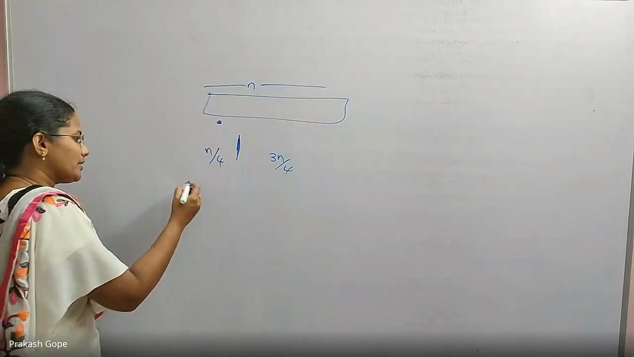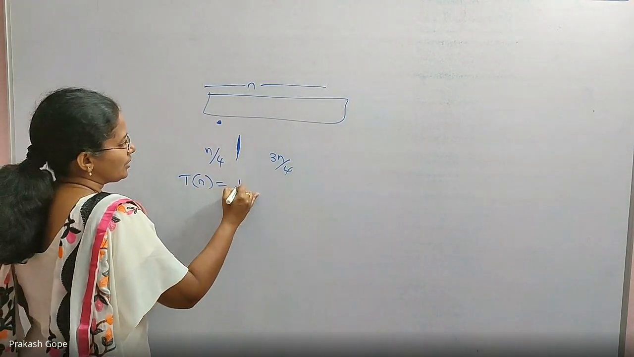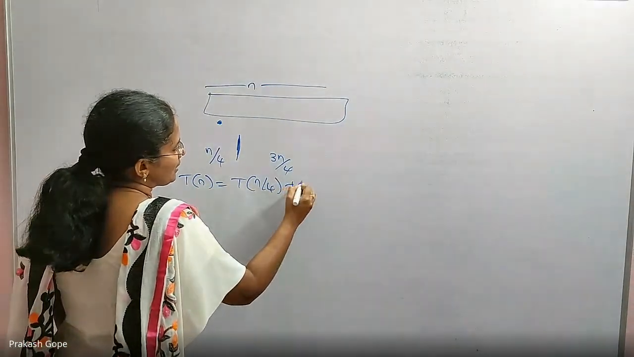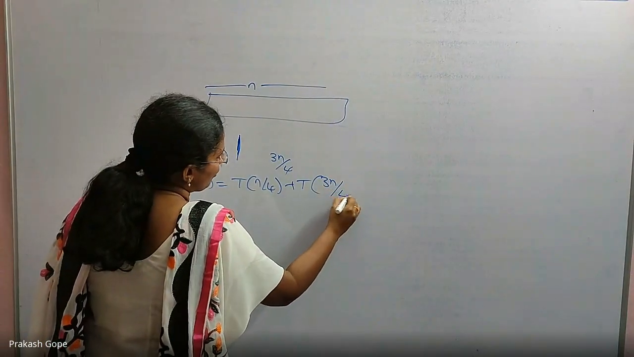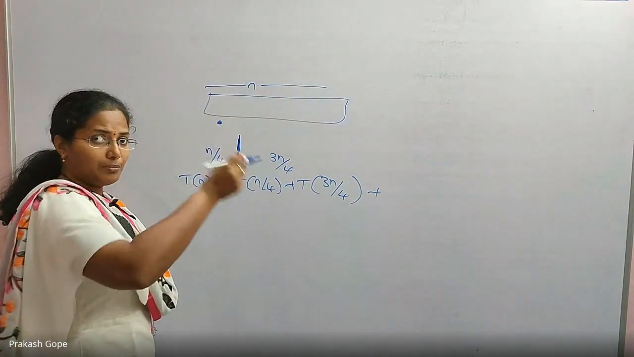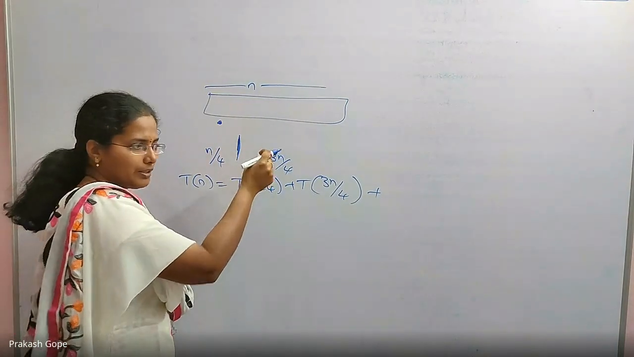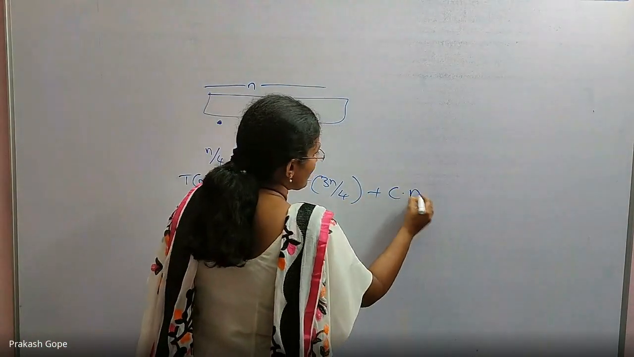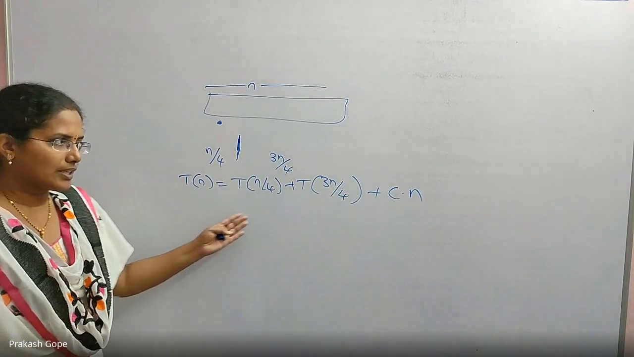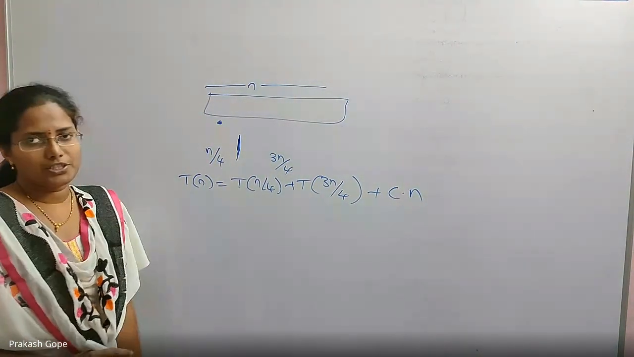What is the time complexity? The recurrence relation is T of n by 4 plus T of 3n by 4. The logic of picking the pivot takes n time, as they have given, so that is Cn. So this is the recurrence relation. What is the time complexity of this?